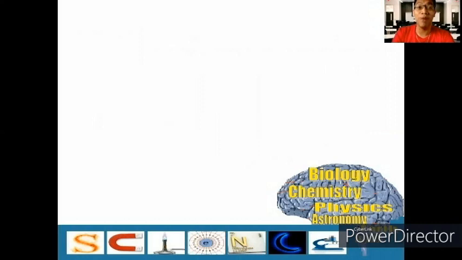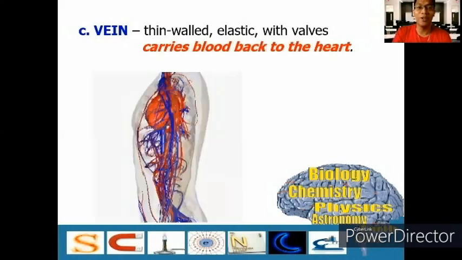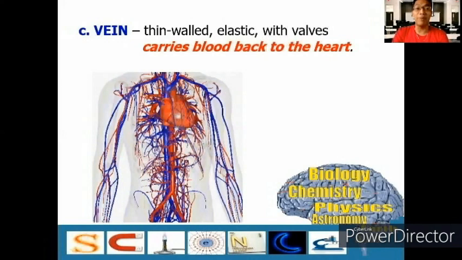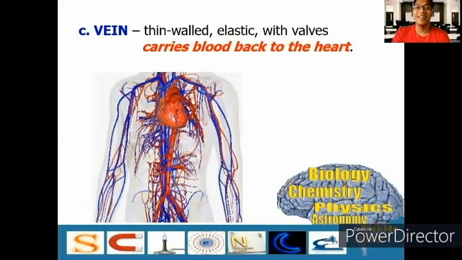The third type of blood vessel is the vein. As compared to arteries, they have thin walls, they are elastic, and they have valves. Kung ang artery ay nagdadala ng dugo palayo sa puso, ang veins naman, they bring the blood back to the heart. In most of the illustrations, arteries and veins are represented by two colors, red and blue. The arteries are represented by the red color, while the blue represents the veins.